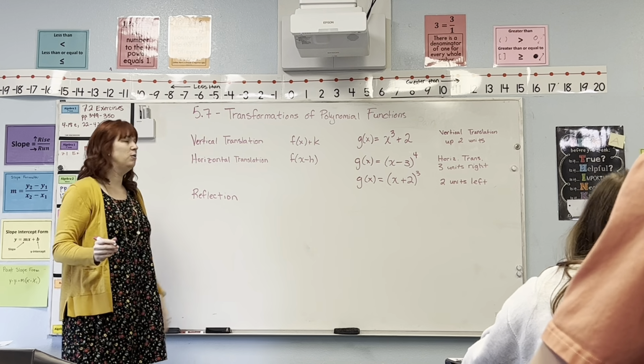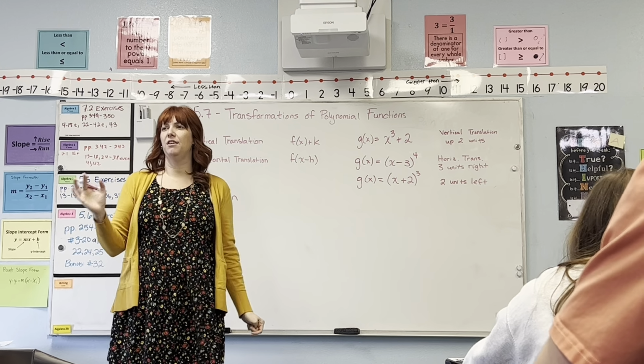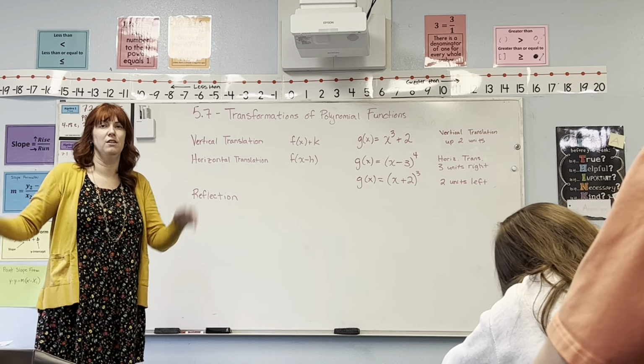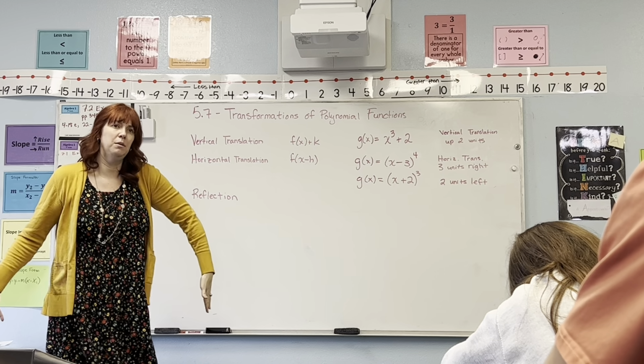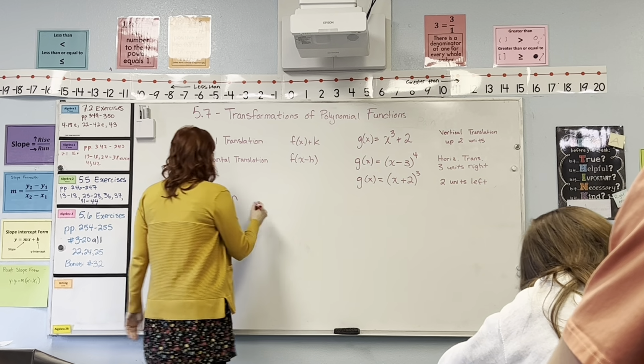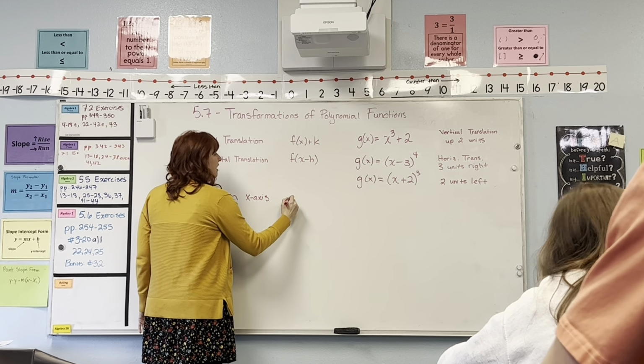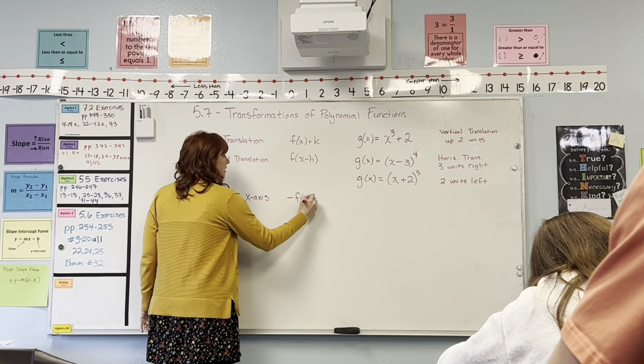So reflection, what makes a reflection? There has to be a negative sign out front. Remember, because you guys know that from end behavior. If there's a negative out front, it flips it upside down. So reflection in the x-axis, the whole thing, yes, the whole thing, negative f of x.